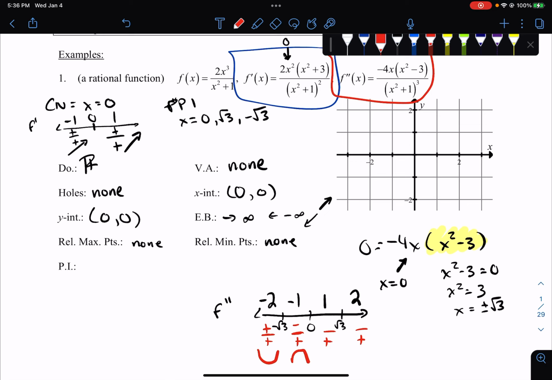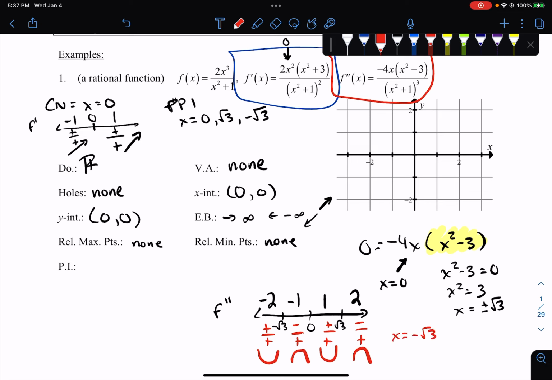Now let's plug in a positive 1. The bottom's going to be positive. This is going to be a negative number, and this is going to be a negative number. A negative times a negative gives me a positive, so I'm concave up again. And then plug in positive 2. This gives me a negative number, and this gives me a positive number. A negative times a positive gives me a negative, so it's concave down. So I switch from concave up to concave down at x equals negative root 3.